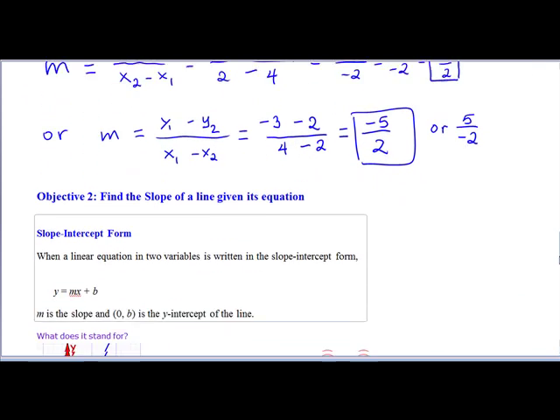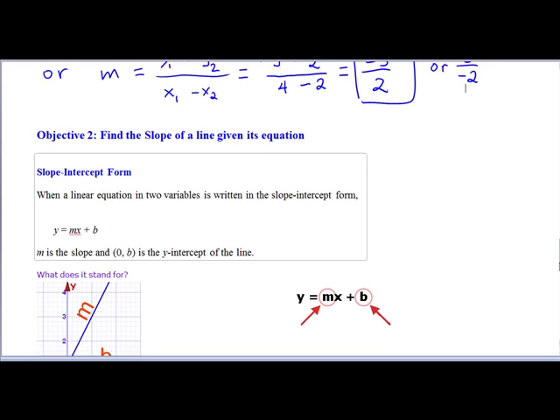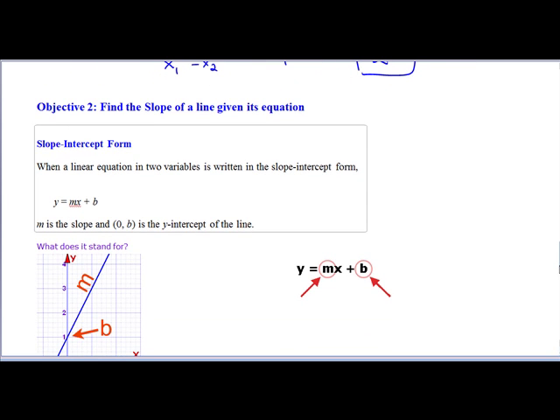Let's look at objective number 2. Number 2, we find the slope of a line given the equation. Before we do anything, let's look at the slope-intercept form. The slope-intercept form is another way to write the equation of a line in two variables. It's y equals mx plus b, where m stands for slope and b stands for (0, b), your y-intercept.